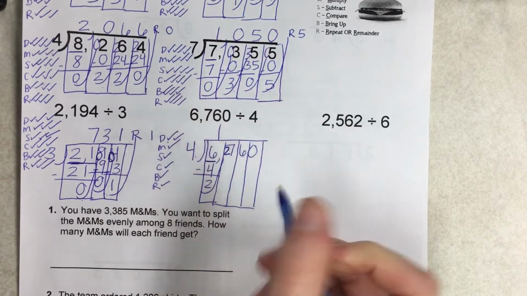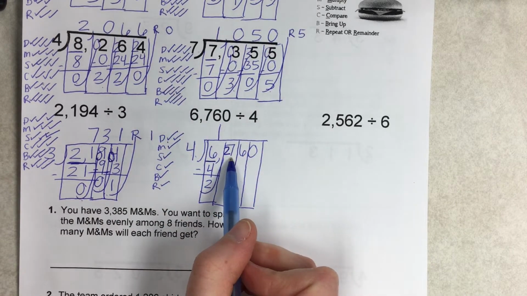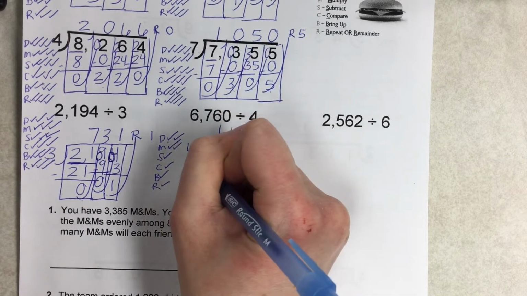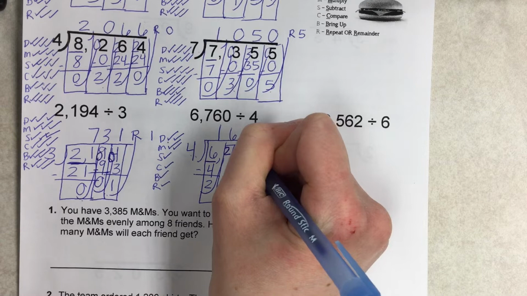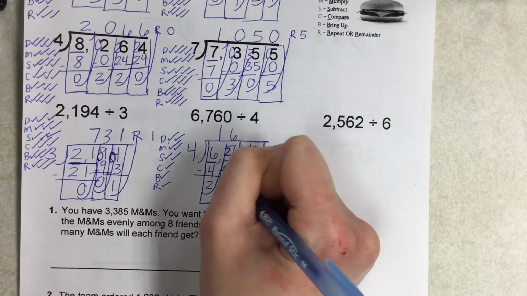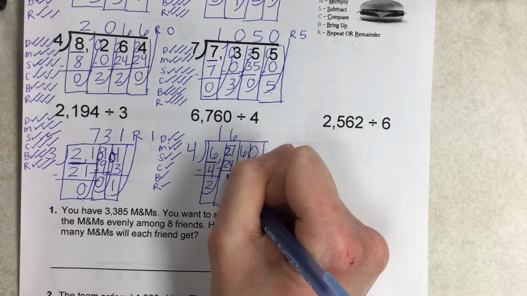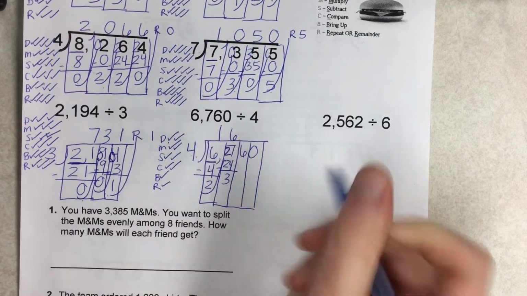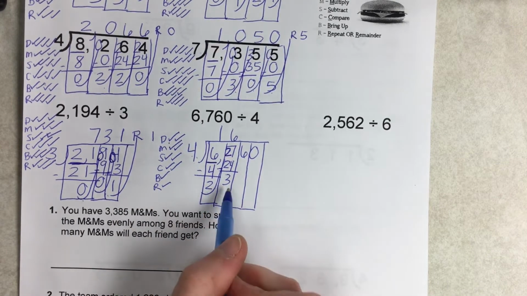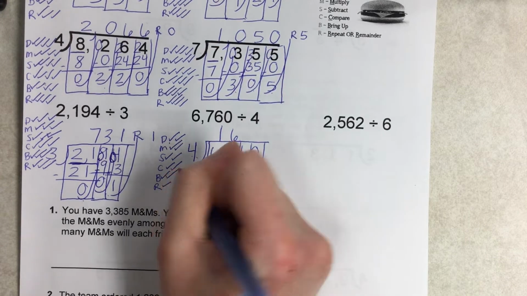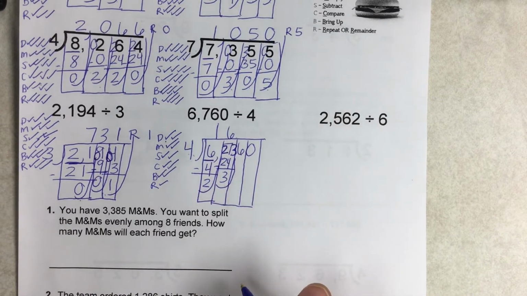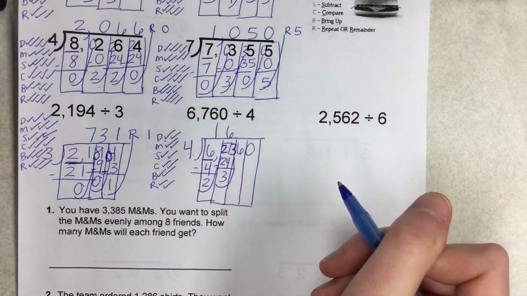So I go to the top of the checklist, determine 4 times what gets me close to 27 without going over. 6, multiply, 4 kids each get 6 Smarties. 4 times 6 equals 24. Subtract to see how many I have left. 27 minus 24 equals 3. Compare, I have 3 Smarties, 4 kids. I don't have enough to keep passing out, so I'm going to bring up the 3 and put it in front of the 6 to make it 36. Then I repeat because I have another box.